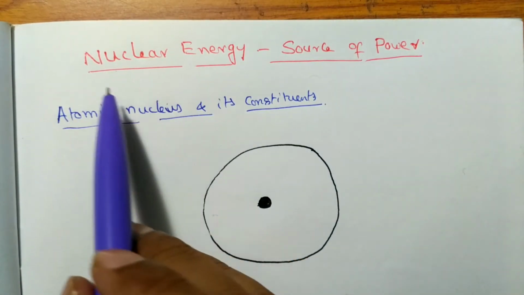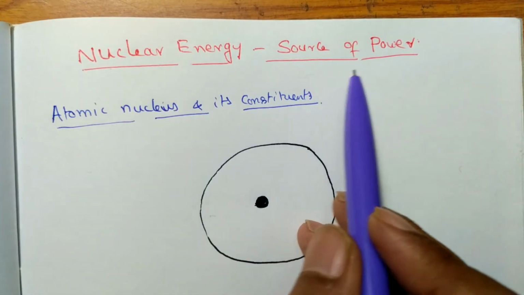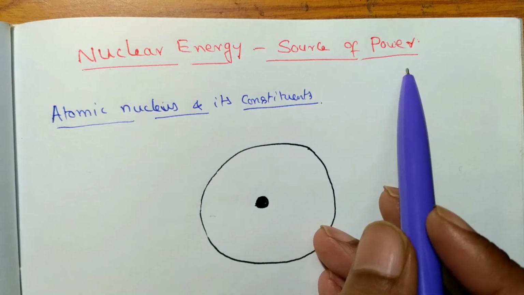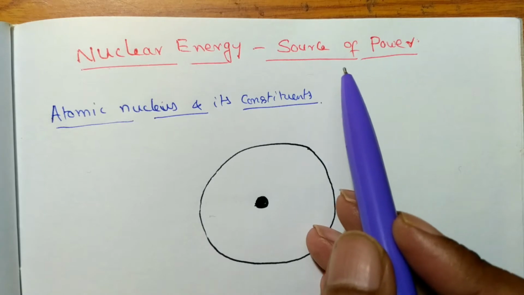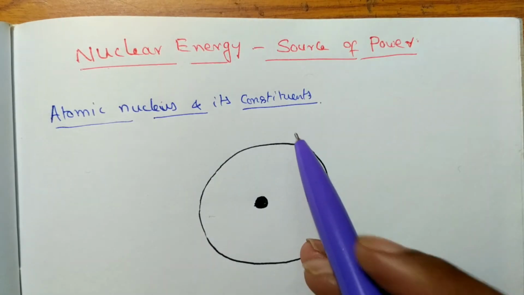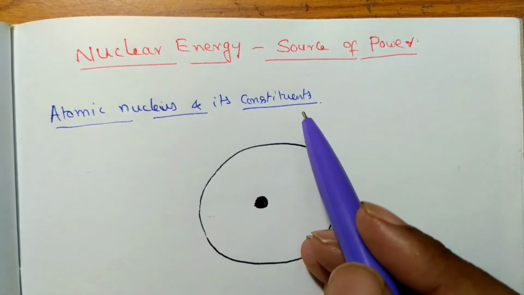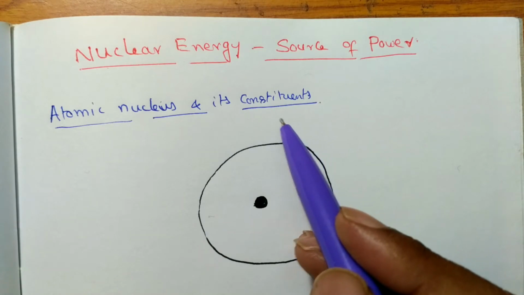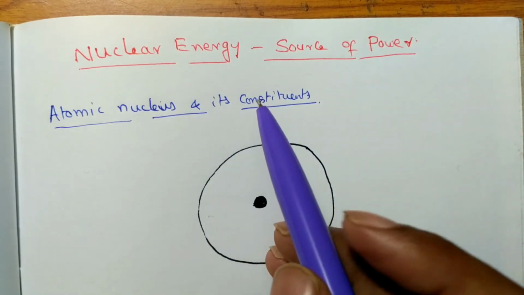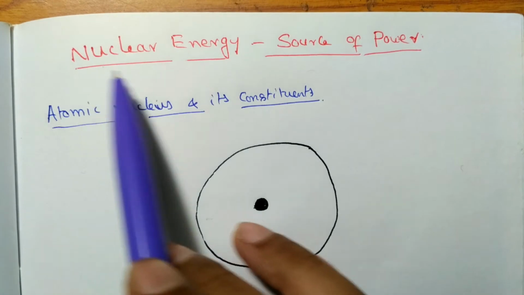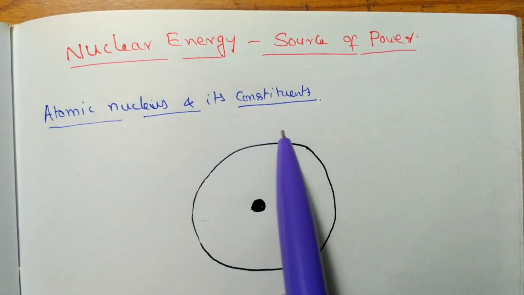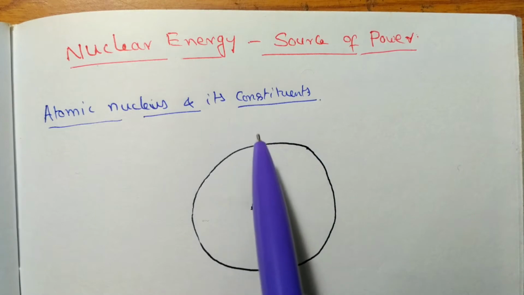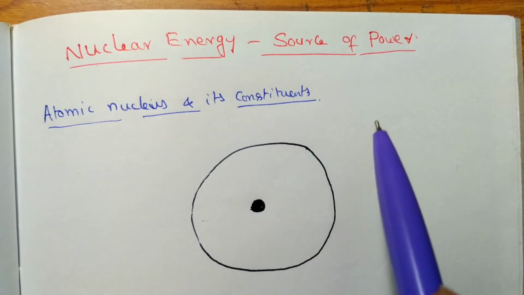Today I am going to discuss nuclear energy, a source of power, which is a chapter in first year BTech. This is a very small chapter. A short answer may be asked from this chapter. Before going to discuss these energies, we have to develop some basic things about atomic and nuclear physics.